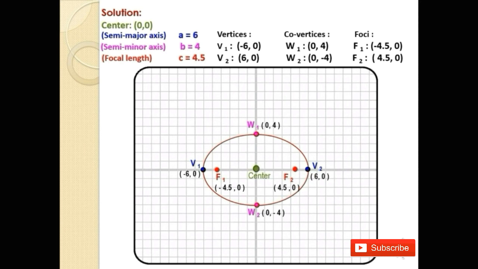In my next video, I will share to you how to graph an ellipse with center at point h, k.